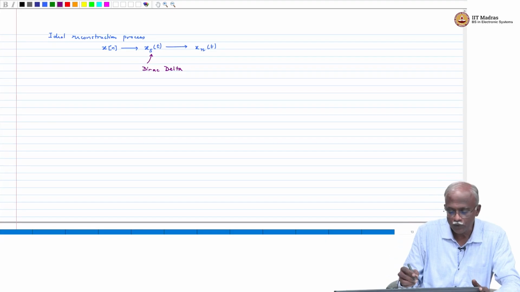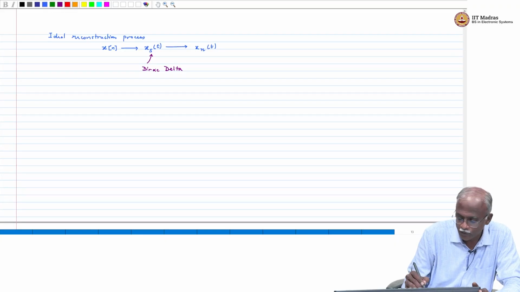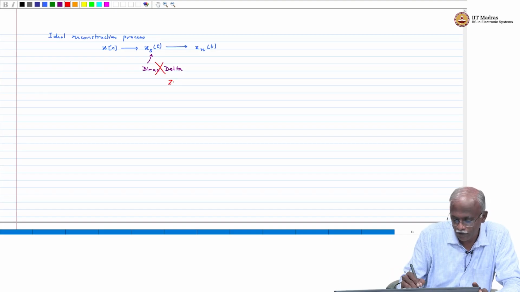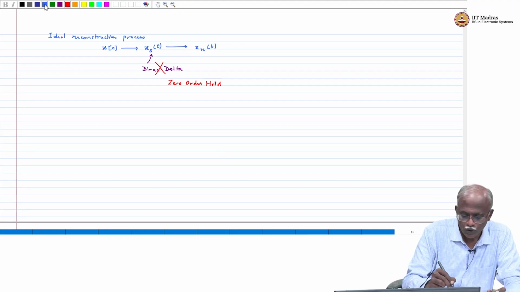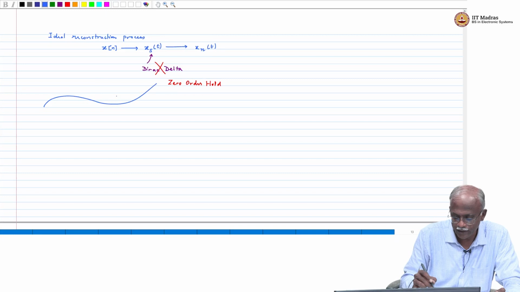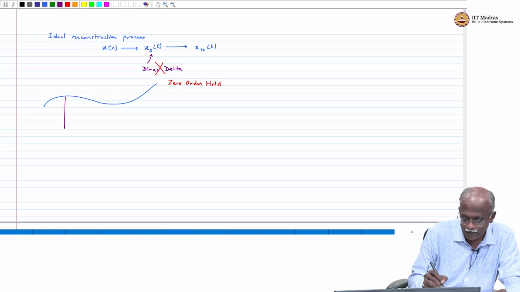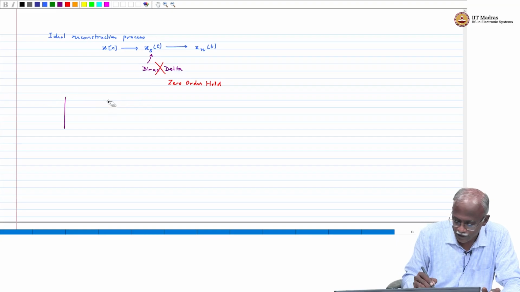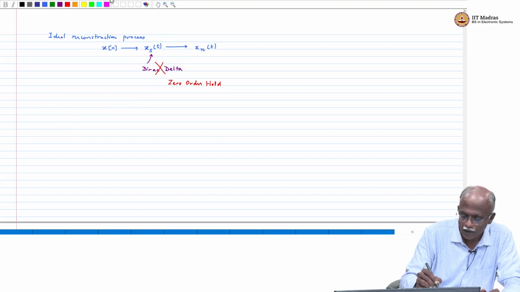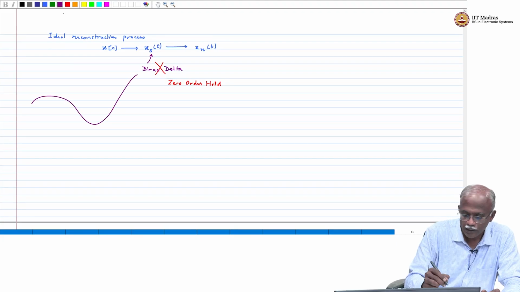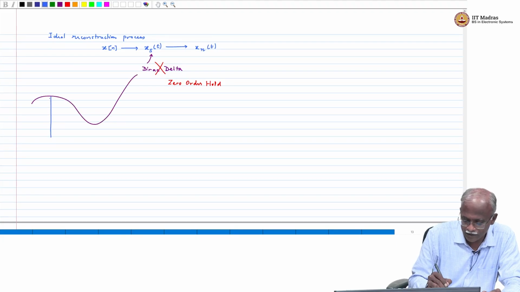So, what we do is instead of Dirac delta, we will use a filter or a function which is called the zero order hold. Okay. So, if I have a continuous time signal that looks like this, let us say that there is a, I need to draw it a little differently. Okay, so if I have Dirac deltas, they will have this sort of a scale factor. Okay, and this is what they have.